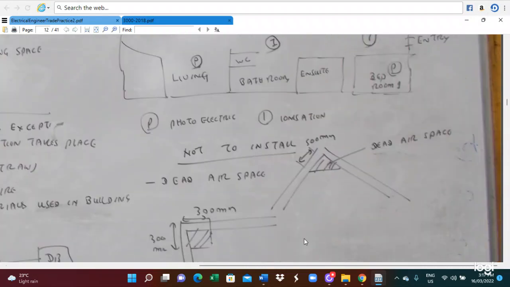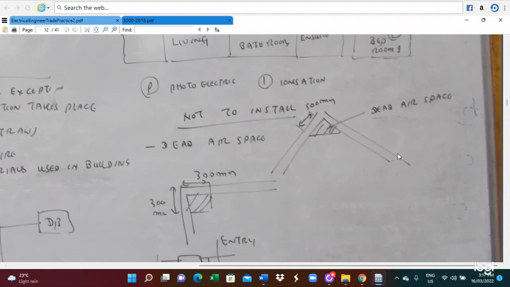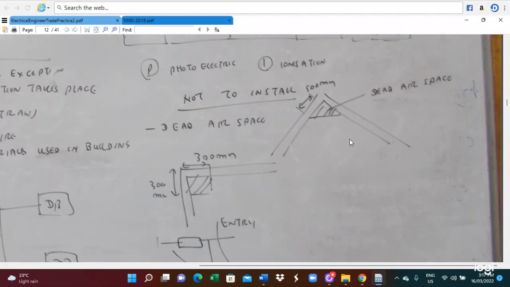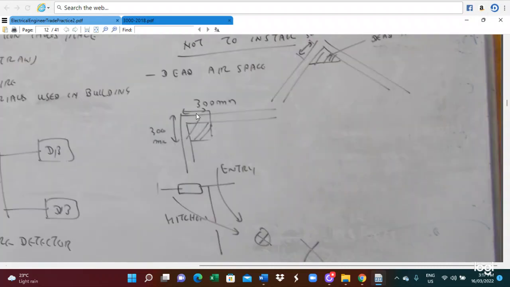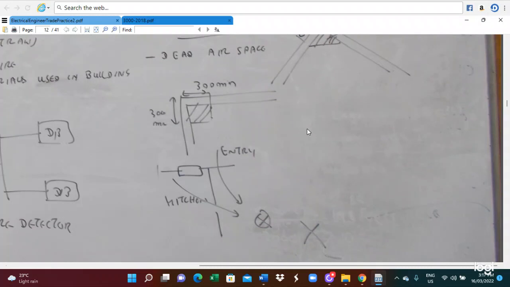When you are installing the smoke detector, it should not be installed here because here is a roof, so that place and that place. From here to 50 millimeter, the air does not circulate. This is a dead air space. You cannot install a smoke detector within a dead air space because it cannot sense. Similarly, at the corner within the 300 millimeter range, we cannot install a smoke detector.